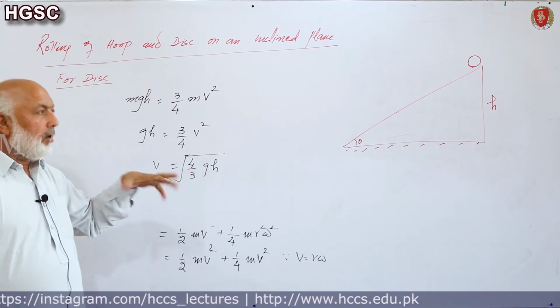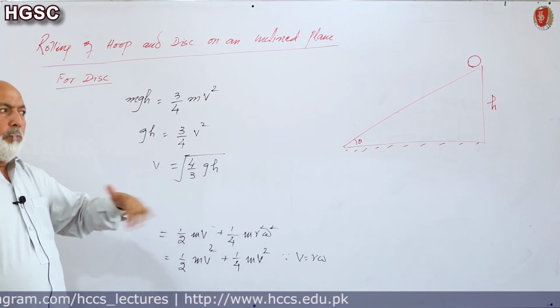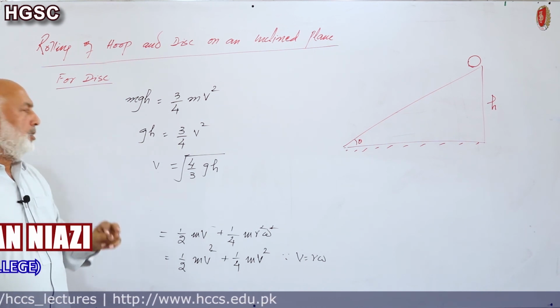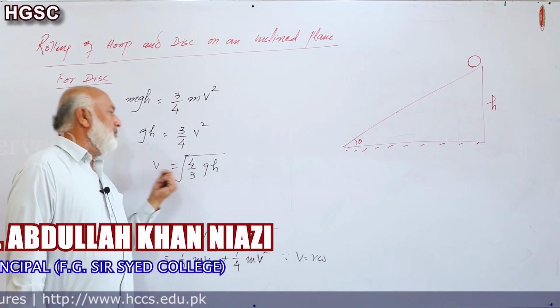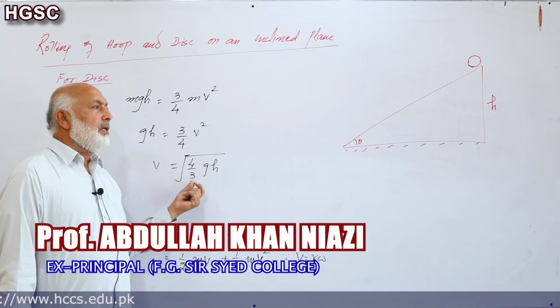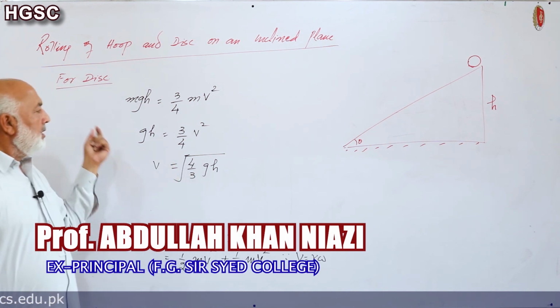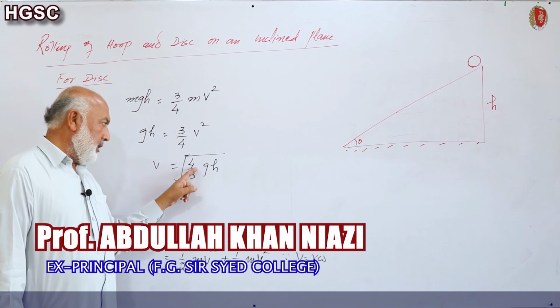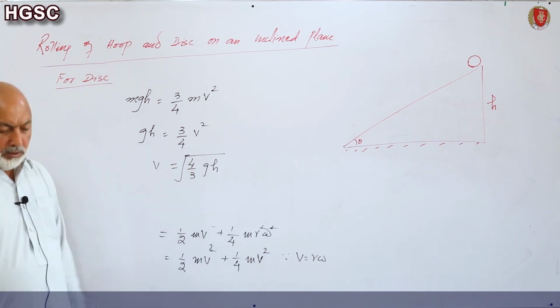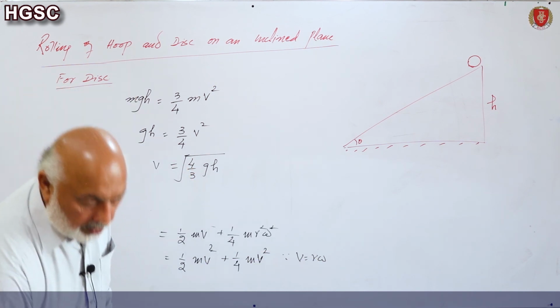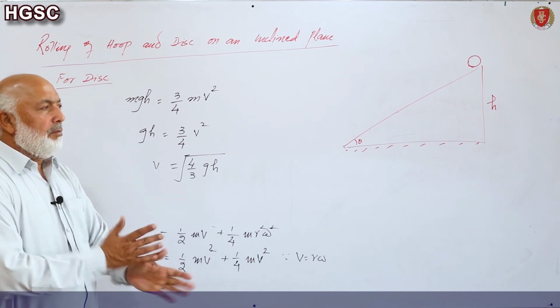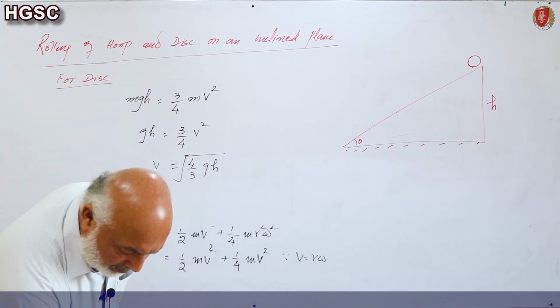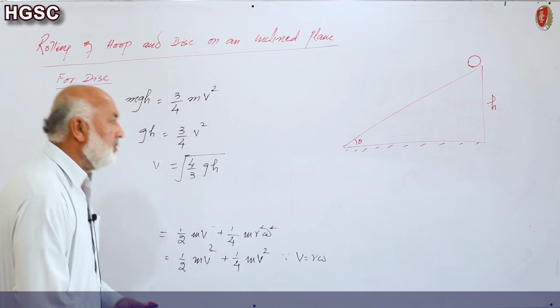और अगर हम कंपेयर कर लें हुप और डिस्क की वेलोसिटी को, तो डिस्क की वेलोसिटी that will be greater than the speed of the hoop, because here it is square root of 4 by 3 and the square root of 4 by 3 is greater than 1. So डिस्क की जो स्पीड है वो हमेशा ज़्यादा होगी as compared to the speed of the hoop.